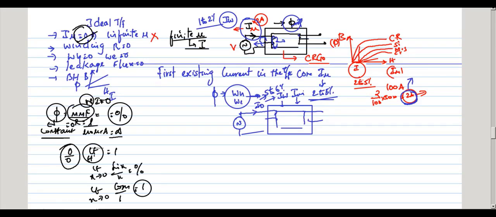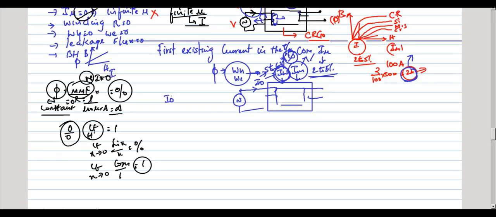Okay, so you see, this is flux and this is loss. This is a watt component. This is a reactive component. This is a wattful component. This is a wattless component. That means the core loss component is the active component. You see, this is a reactive component.